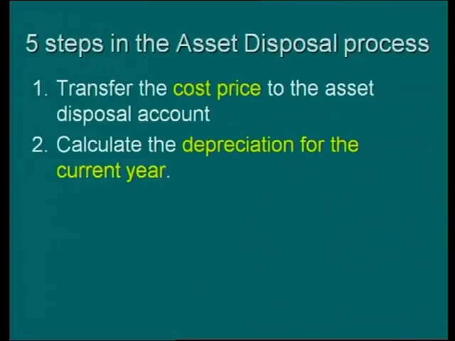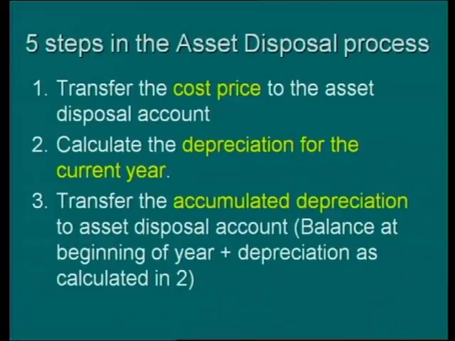That is from the beginning of the year to when we sold the asset. Step number 3, transfer the accumulated depreciation on the asset to the asset disposal account. Okay, now there's a lot of information there. I will show you how to do that. All you have to write down, learners, is transfer the accumulated depreciation. Each time I do the exercise, I will keep explaining the steps. I'll say I'm doing step 1 now, I'm doing step 2 now, I'm doing step 3 now.